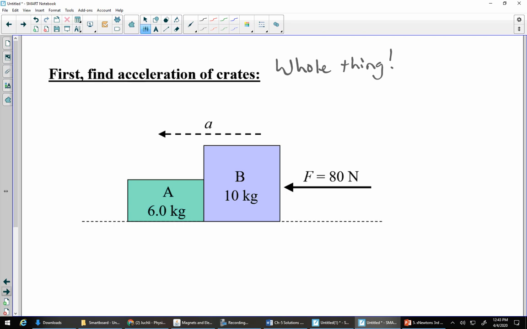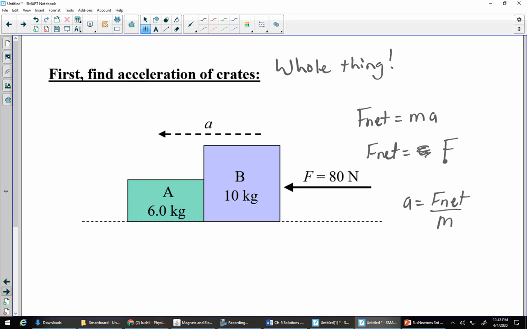If I wanted to look at the whole entire thing, it's always going to come back to these. We've said that before. F net is mass times acceleration, and F net is the sum of all the forces. In this case, it's just that force F. So if I know that the net force is just force F, 80 newtons, I can go ahead and solve for my acceleration. My acceleration is F net divided by the mass.